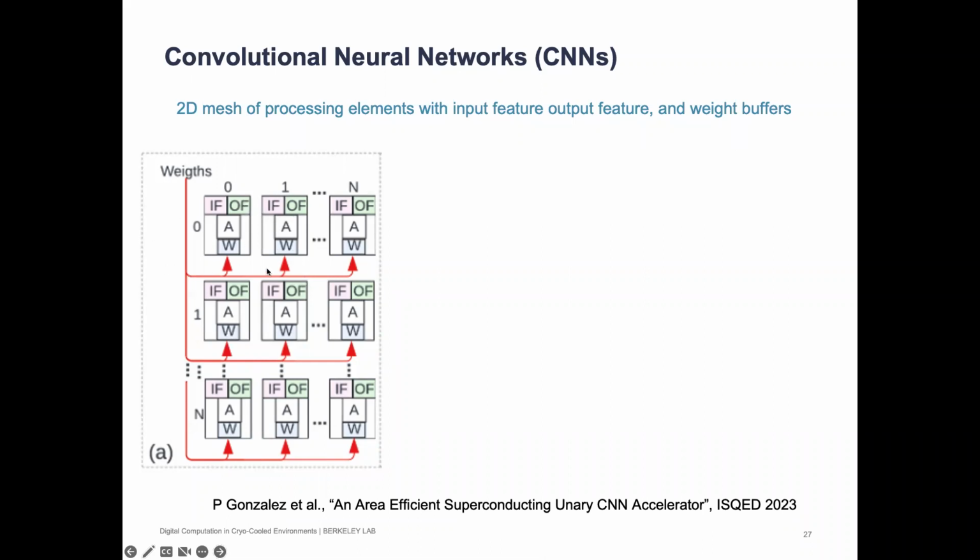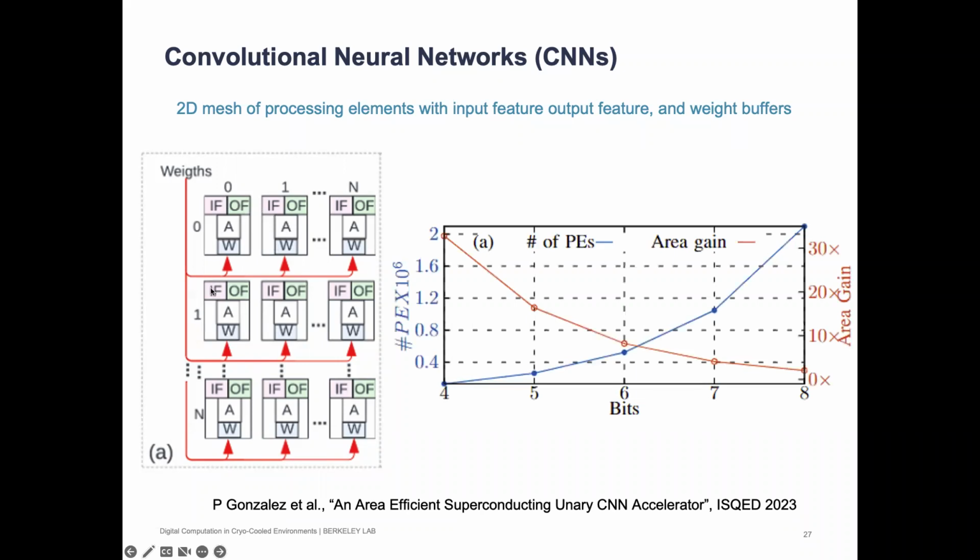But each processing element, because of all the things I talked about, is much smaller. So how this compares to equivalent binary, I'm showing you two things here. On the left y-axis is the number of PEs that our circuit needs to match the equivalent binary performance. And on the right y-axis is area gain. As you can see, the story is pretty similar.